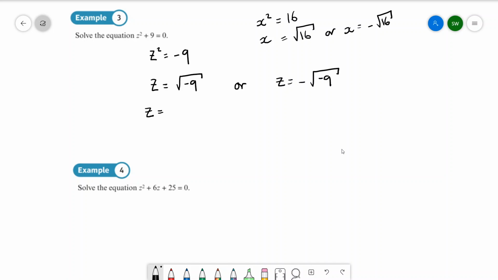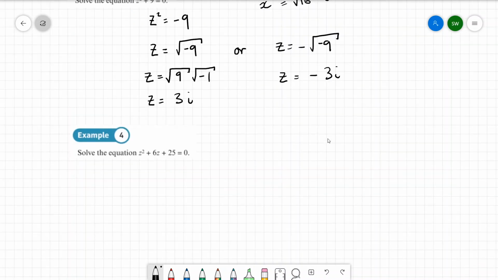Well, to work out the square root of minus 9, we don't really leave our answers with a negative underneath the square root. We always try and get our answers in the form a plus bi, so with an i in it. So here we're going to write this as root 9 times root minus 1. So here we're going to get z equals root 9 is 3 and root minus 1 is i, or we're going to get z equals minus 3i.